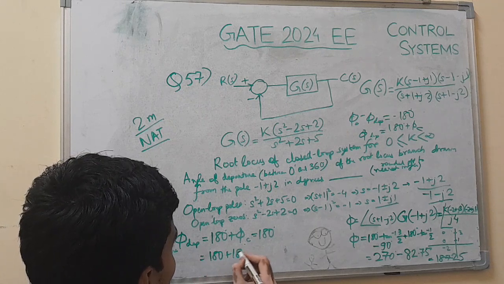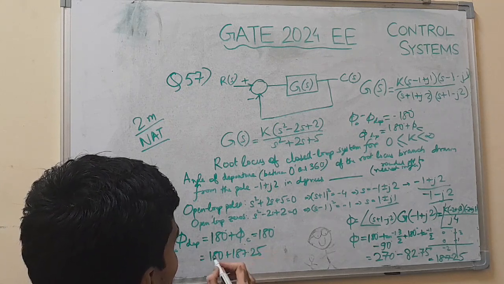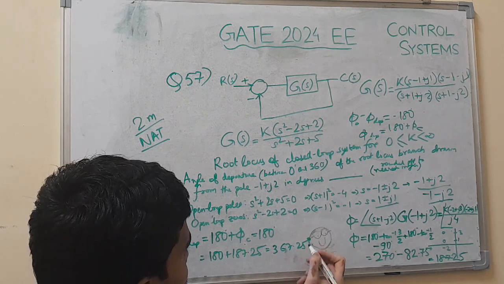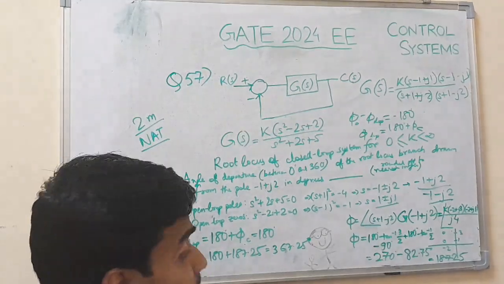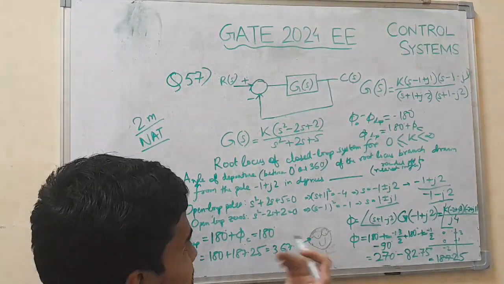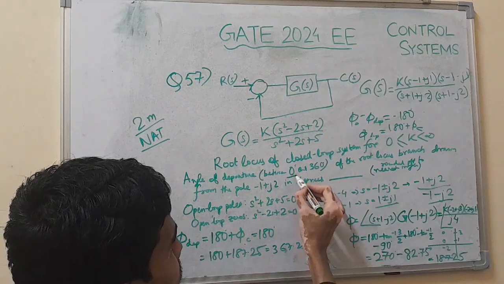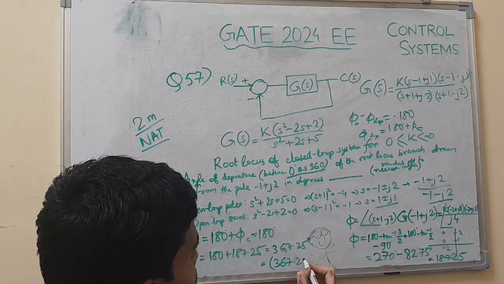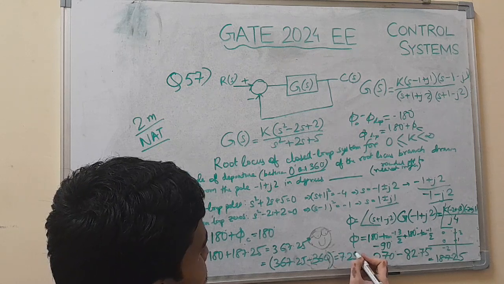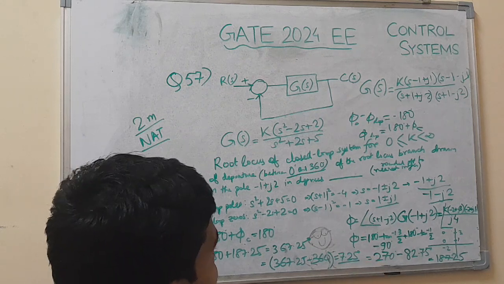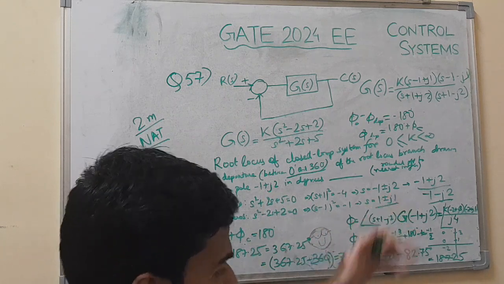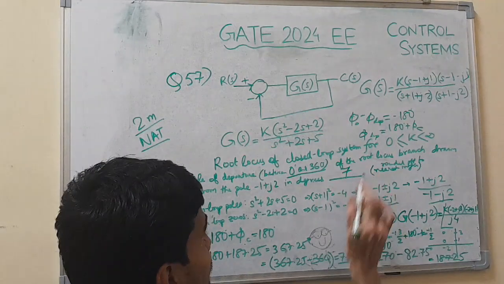180 plus 187.25 is effectively 367.25. We know angles repeat in multiples of 360 degrees. So we will subtract 360 degrees from here, as the angle asked for should be between 0 and 360 degrees. So 367.25 minus 360 is 7.25. So the angle of departure at the pole -1 plus j2 on the root locus is about 7.5 degrees. Asked for the nearest integer, it should be 7.